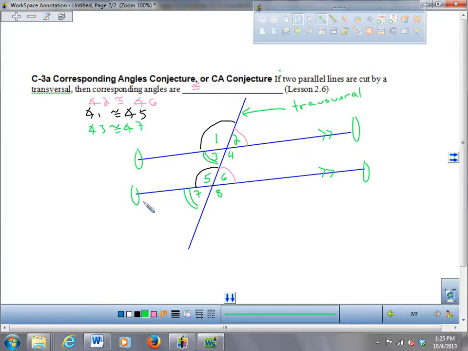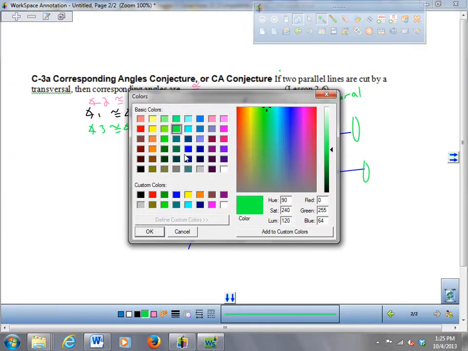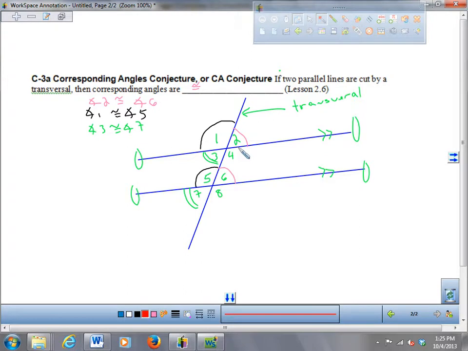There's one more pair. Where is it? Go ahead, Julio. 4 and 8. Very nice. Okay, 4 and 8. Angle 4 goes with angle 8. So those are corresponding angles, and those are congruent. Got it? Easy? Yes? No?